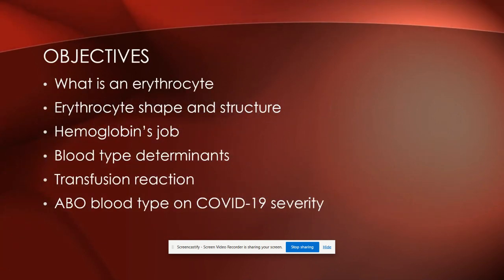So our objectives: what is an erythrocyte, its shape and structure. Hemoglobin, what is it and what is its role in our blood? The blood type determinants. What is transfusion reaction? And then ABO blood type on COVID-19 severity.